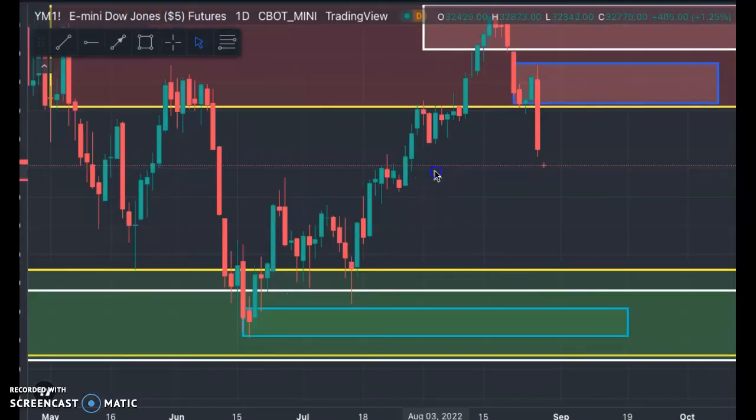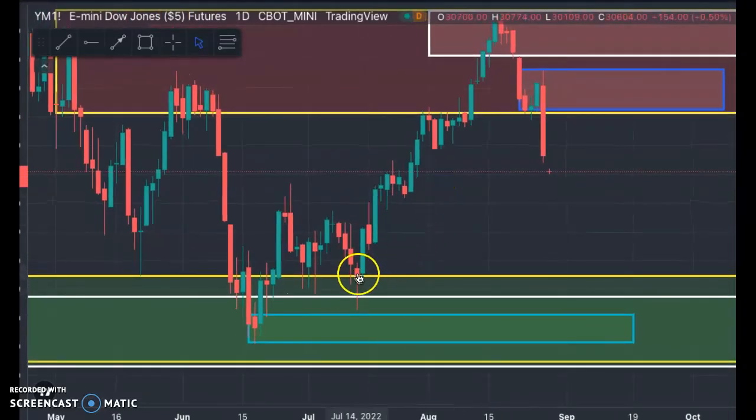So my best entry for this one would have been right here. When this pin was formed, this is a hammer. This hammer got formed in a triple zone. Monthly, weekly, daily. For me, that's confirmation. I'm taking this trade. And so this trade was taken, and as you can see, this is telling me that buyers are in right now. Buyers are getting ready to push the price up.